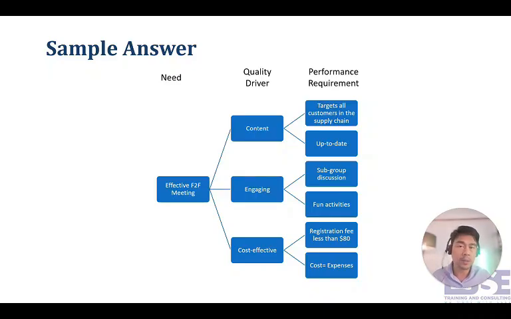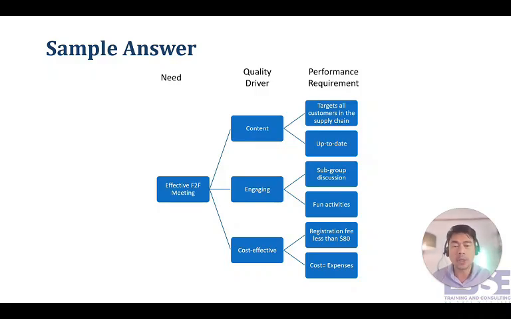Number 2 is the level of engagement. People would want interaction, not just a one-way flow of knowledge. And at the same time, it has to be cost-effective. With that in mind, these are the performance requirements for content. It should be able to address all members of the supply chain, because at that time we have different members across the supply chain. You want to make sure that the content addresses all those people involved in the supply chain. And of course, the information that we provide needs to be up to date.